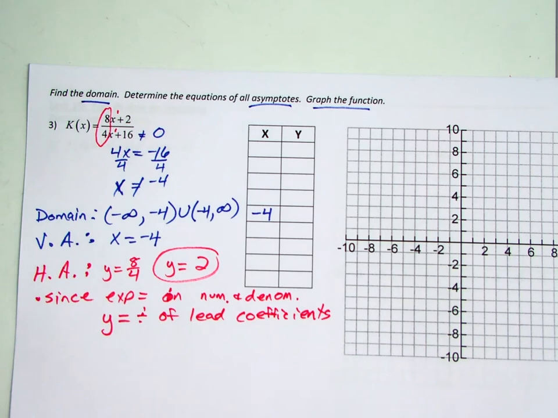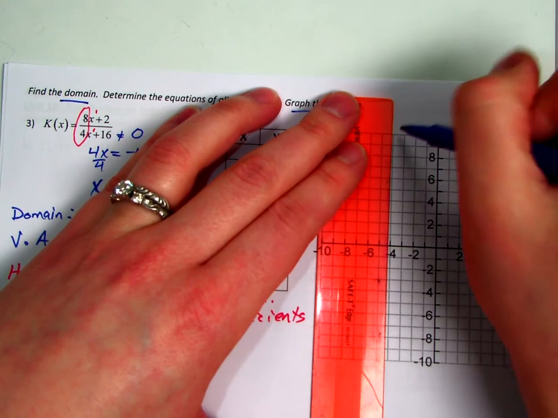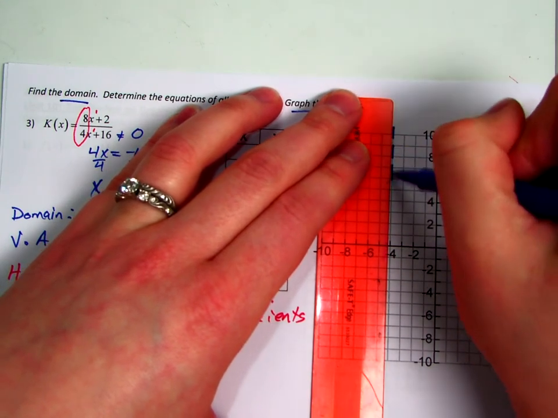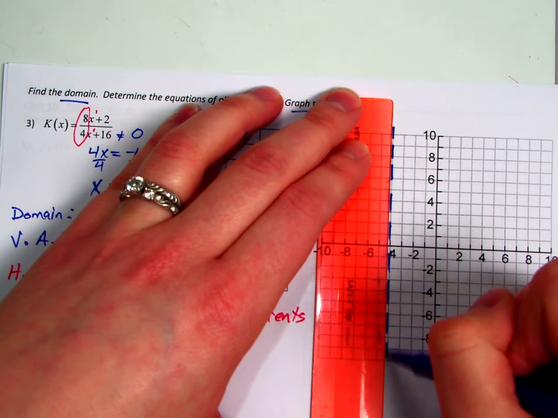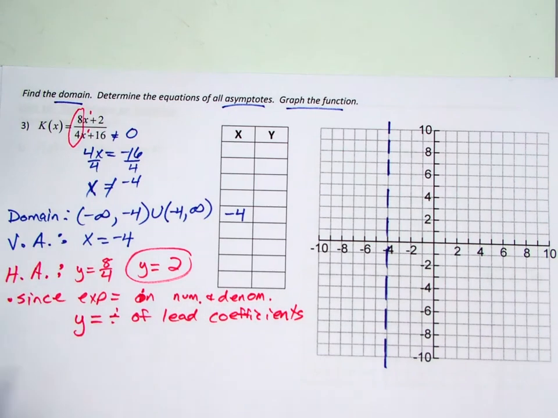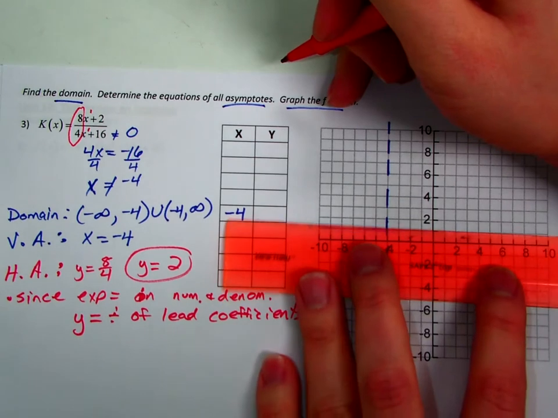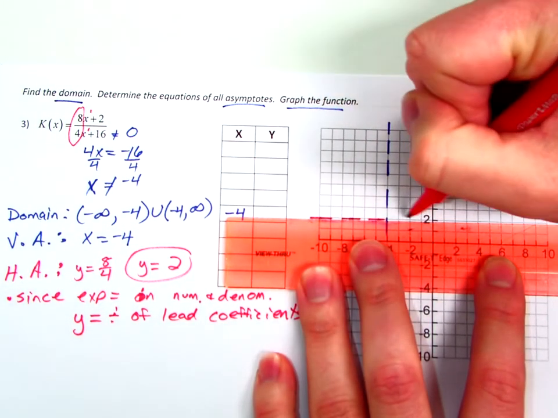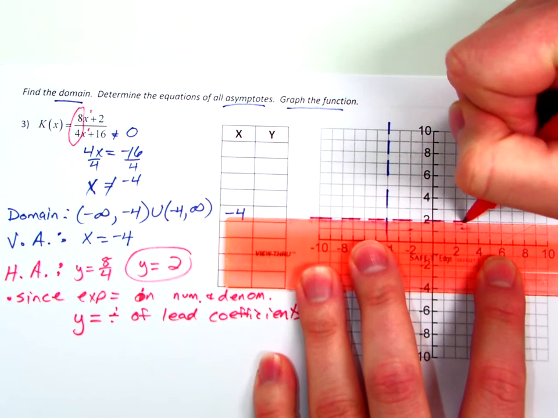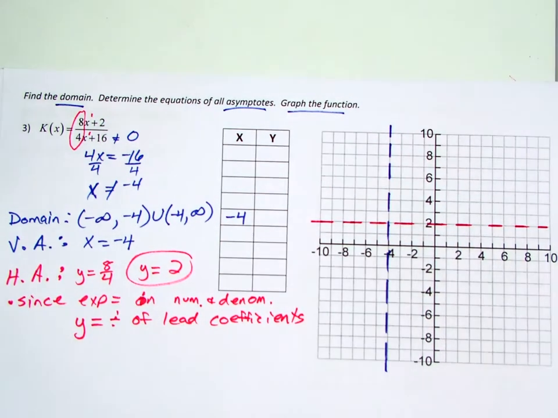And I would go ahead and put those in right away. So at x equals negative 4, I'll go ahead and put my vertical asymptote, make it dotted, right, so we know that that's there. That's an asymptote, not an actual graph. Then the horizontal asymptote is at y equals 2. Again, make it dotted, so we know that's an asymptote and not actually part of the graph of the function.